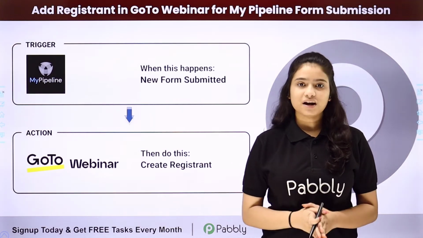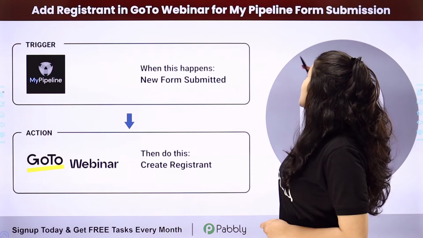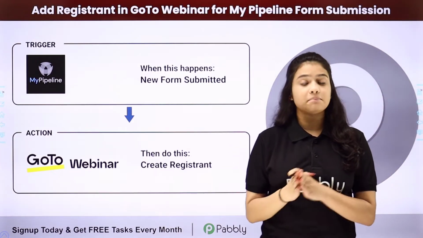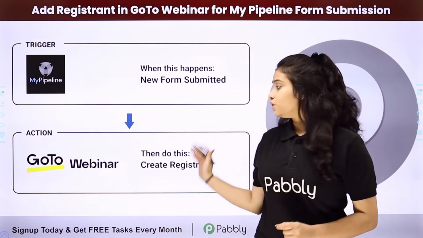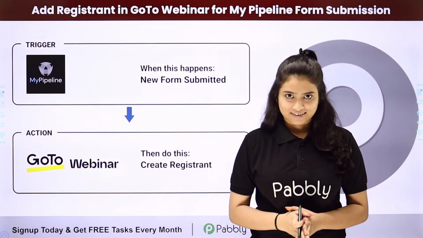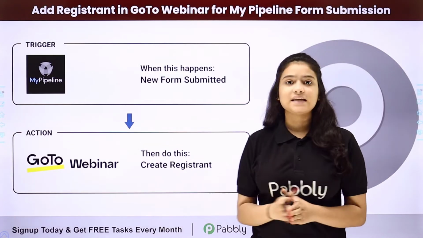In this video, we are going to learn how to add Registrant in GoTo Webinar for MyPipeline form submission. Now, we want that whenever a new form is submitted in MyPipeline for registration, by using the same details, a new Registrant should be created for a particular webinar in GoTo Webinar. And in order to automate this entire process, we will have to integrate both these applications.